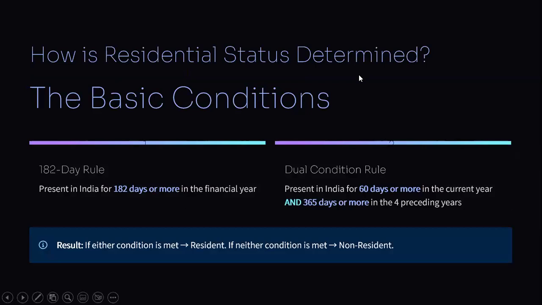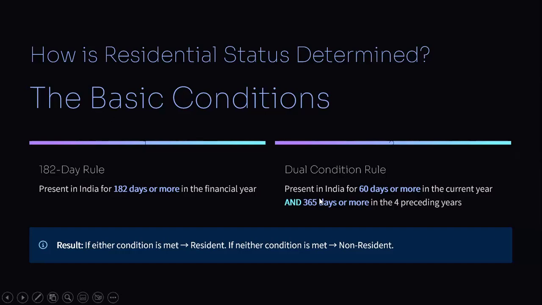Now, what is the basic condition? The first basic condition is that I should be in India in the previous year for 182 days or more. And the second condition, I should be present in India for 60 days or more in the current year and 365 days or more in the preceding 4 years. So either rule number one or rule number two.